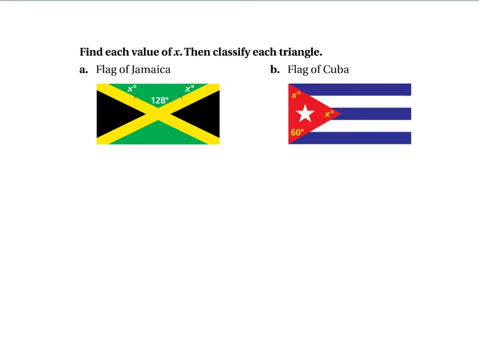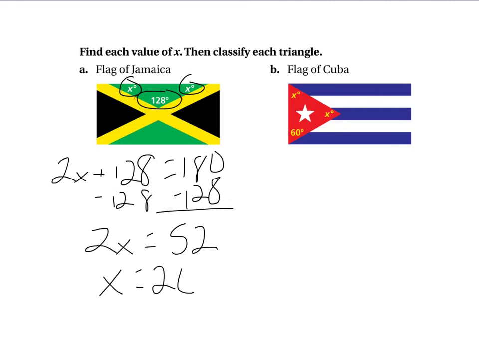Alright, let's look at a few more of these. Kind of weird here, we're doing flags. The flag of Jamaica has some triangles in it, and the flag of Cuba has a triangle in it. So we need to add x plus x plus 128, and that has to equal 180 degrees, obviously. When I do that, x plus x gets me 2x plus 128. That equals 180 degrees. I'm going to subtract 128 from both sides, and I'm going to get 52 degrees. That equals 2x. So 2 times what? 2 times 26. Divided by 2 on both sides, 26 degrees would be the angle measure of the two x's.